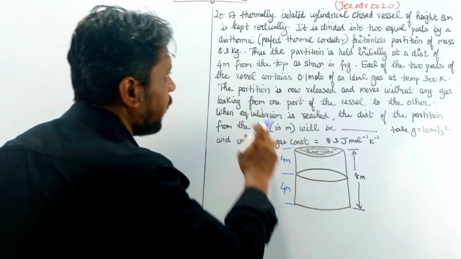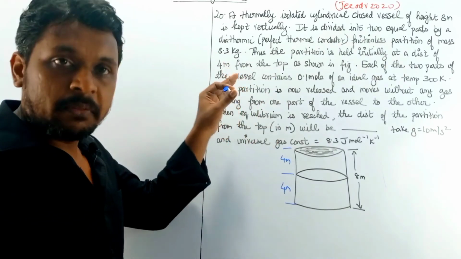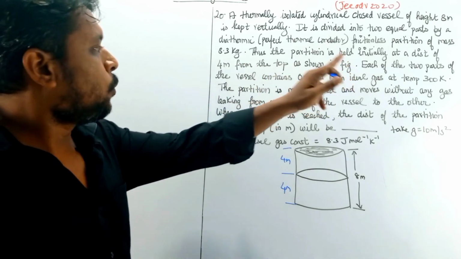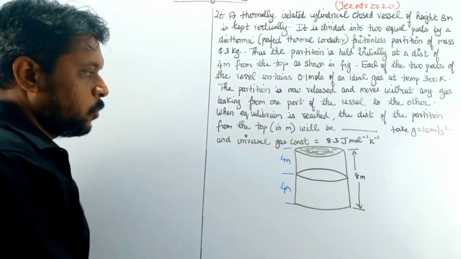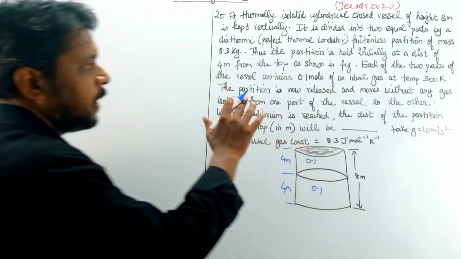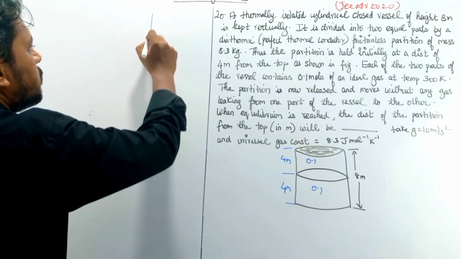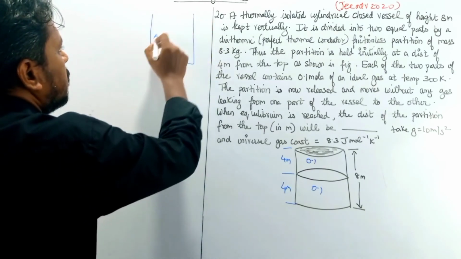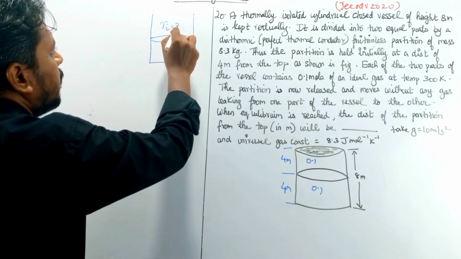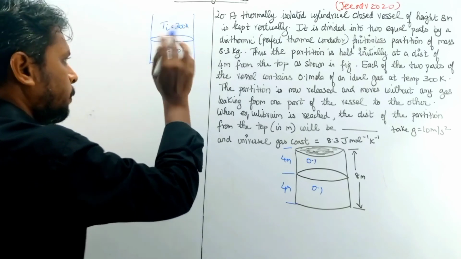So this mass is 8.3 kg. Thus the partition is held initially at a distance of 4 meters from the top. Each of the two parts of the vessel contains 0.1 mole of an ideal gas. This is the initial stage, where the temperature on both sides is 300 Kelvin.